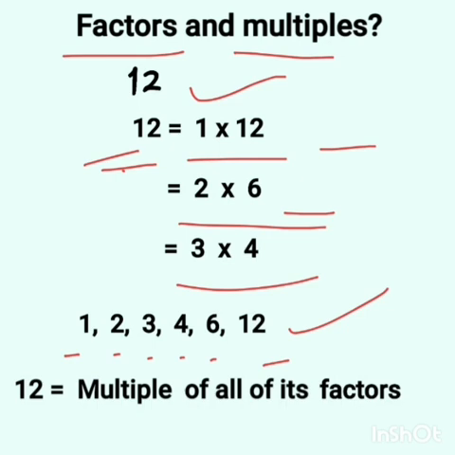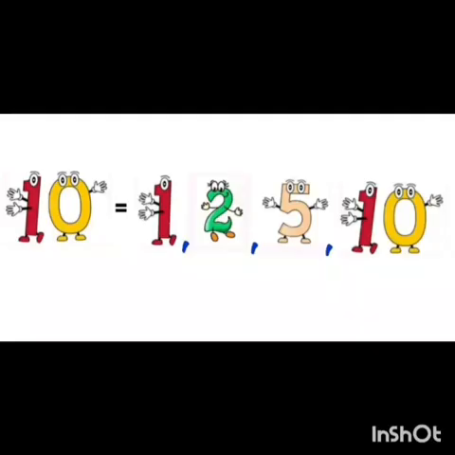What does it imply, students? The number 12 is a multiple of all its factors. Yes, this is always true. A number is always a multiple of all its factors. Okay, so let us take another example, students.